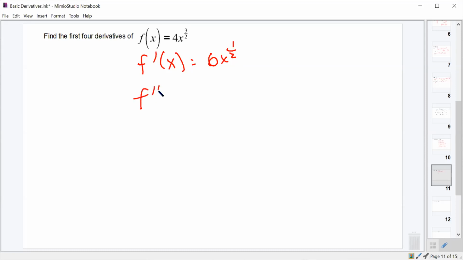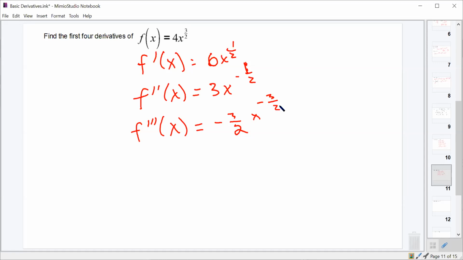All right, so f double prime should be what? Just half of 6, or 3x to the negative 1/2. And the third derivative then should be what? Negative 3 halves x to the negative 3 halves. And our fourth derivative should be what? 9/4 x to the negative 5 halves. Yep, everybody good with those? Everybody feel like they could do that?